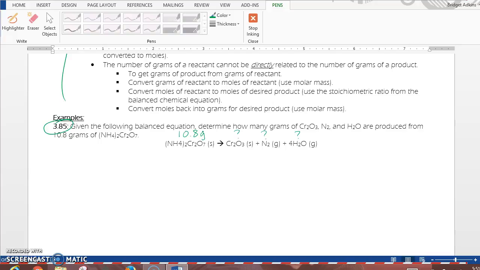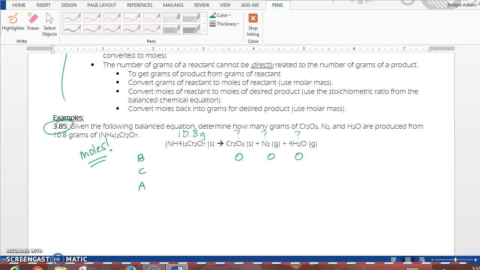So if we set up a BCA table, if you guys remember, the only thing you can plug into a BCA table is moles. So it must be in moles before you can put it in the BCA table. And then the B stands for before the reaction takes place. So these will all be at 0. The change comes from looking at the balanced chemical equation. So if I wanted to interpret this in terms of moles, I could say 1 mole of this reactant forms 1 mole of this product, 1 mole of that product, and then 4 moles of the final product.